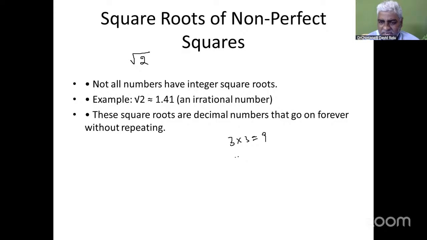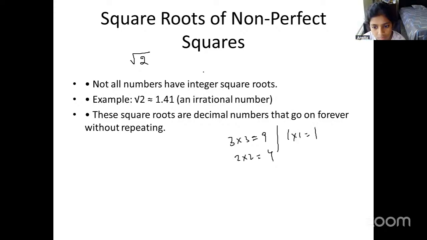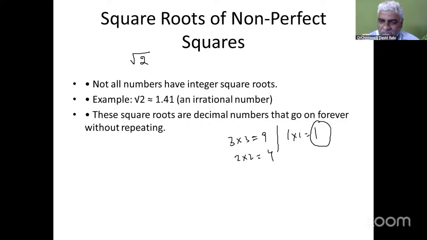Let's take 2. 2 times 2 is equal to? 4, sir. It's also big. Yes, sir. Let us reduce one more number. 1 times 1 is equal to? 1, sir. Is it big or small? It's too small, sir. So the answer must be between 1 and 2, right?